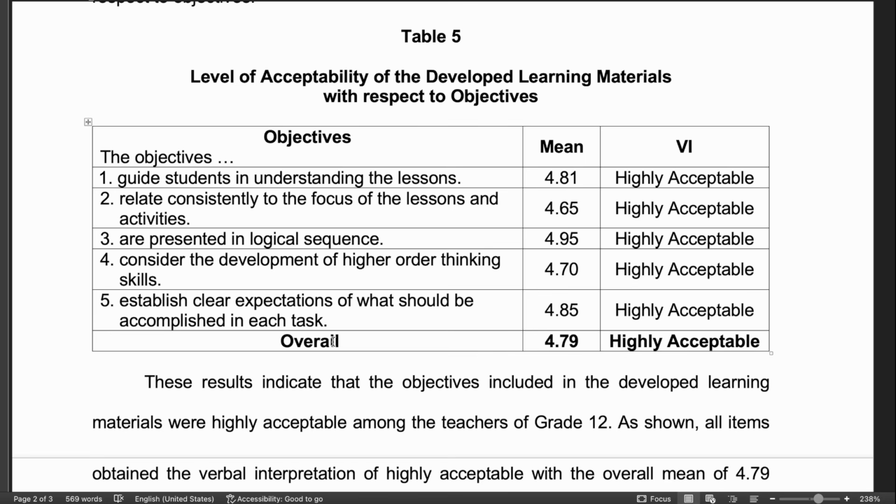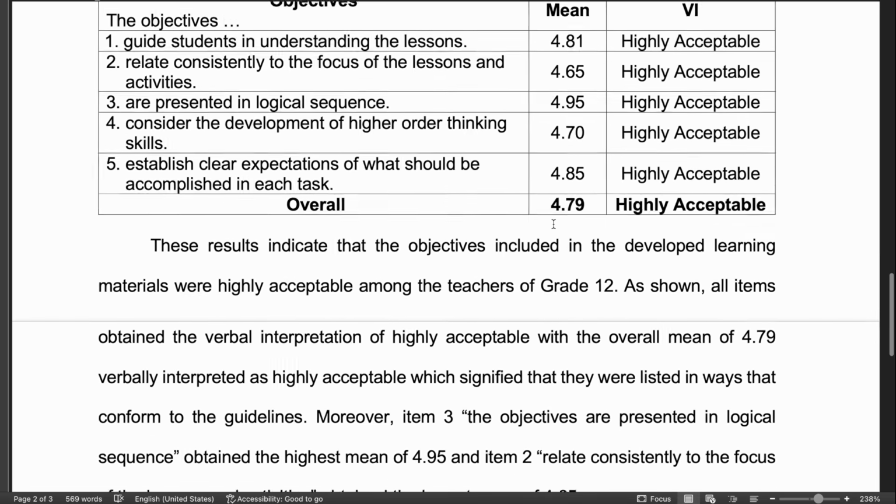Okay, then ang overall mean ay 4.79 and that is verbally interpreted as highly acceptable. So, pwede nyong i-double check yan, i-add sila, i-divide by 5. Ito ang lalabas. Okay, alin nga uli yung highest, alin yung lowest, i-note na natin yan. Then, let's proceed to the interpretation.